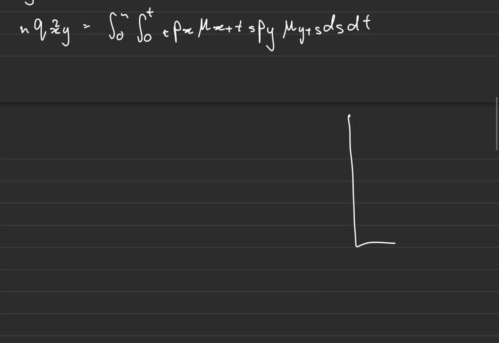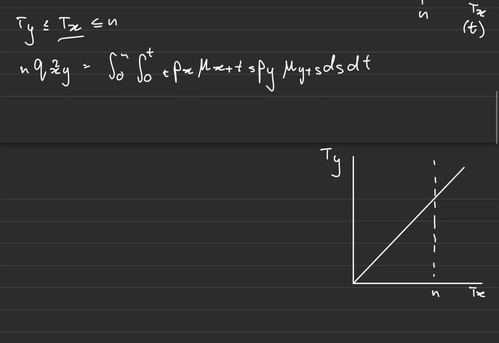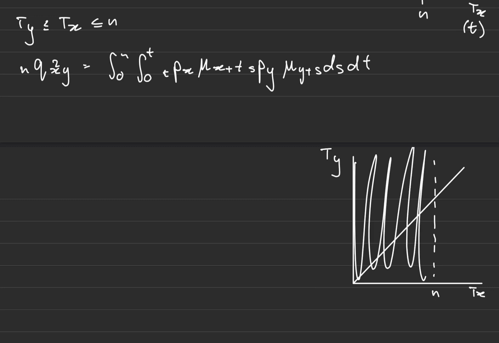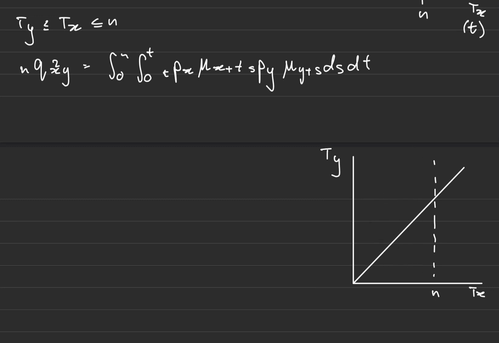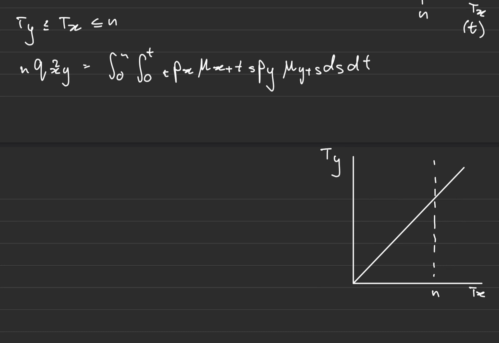So let's draw this graph here. Here's my T_x and here is my T_y, and that is how they relate. And then here is my time point n. So I need T_x to be less than or equal to n, which once again is all of that. But now T_y must be less than or equal to T_x. So in other words, everything under this line. So the intersection of those two areas is just that area there.